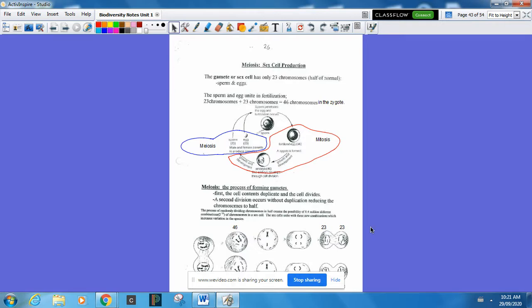Now, it turns out your parents make 4 million different sex cells, and so the chance of people having 2 kids who are exactly the same, who aren't identical twins, is in the trillions. I mean, it's not impossible, but it is ridiculously rare, unless, of course, you have twins, in which case you have twins.